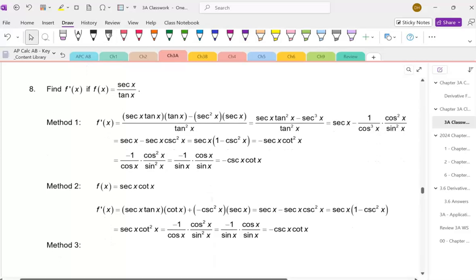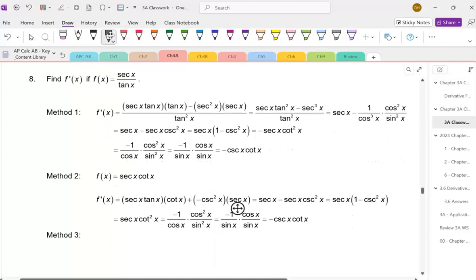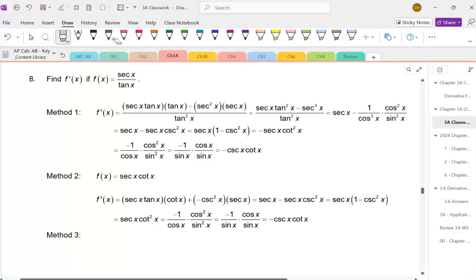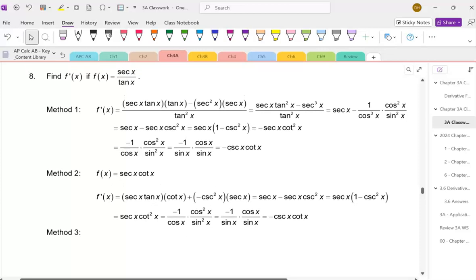Now, in method 2, they did secant times 1 over tangent, and 1 over tangent is just cotangent. So they did product rule, the derivative of the first times the second plus the derivative of the second times the first. They ended up with the exact same answer, which is still correct, but we can use method 3, and that is to take the function and fully simplify it to start with.